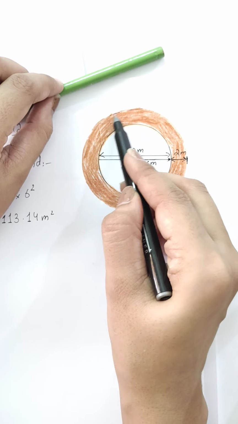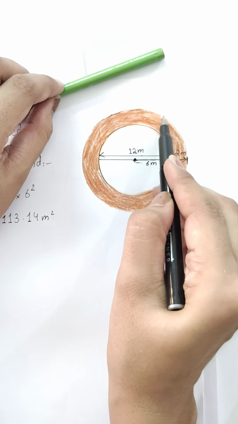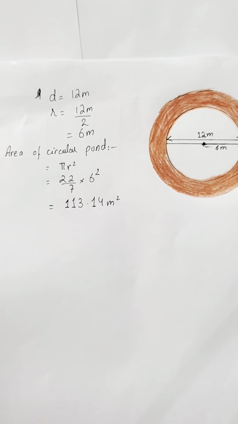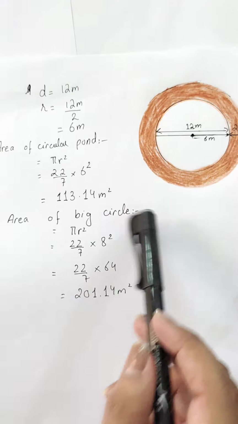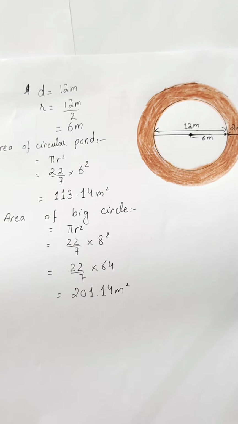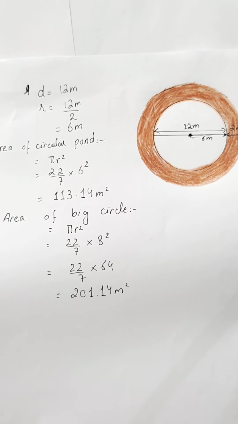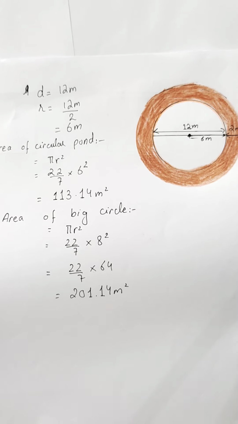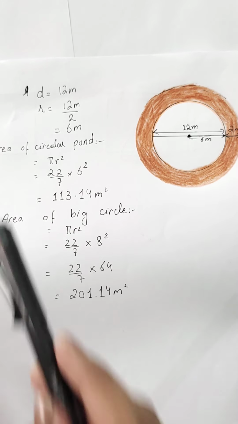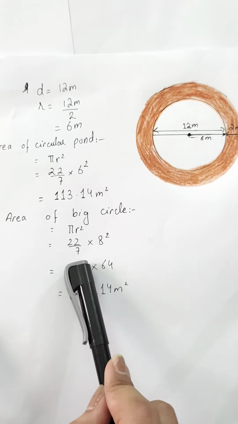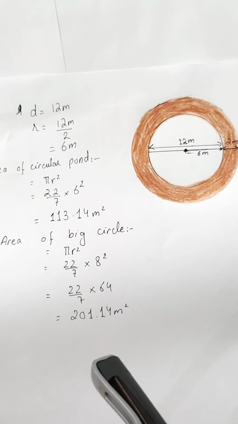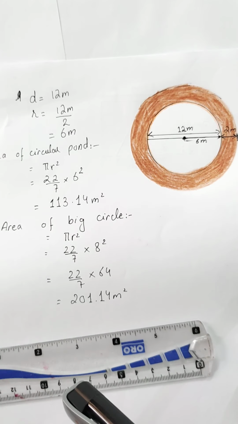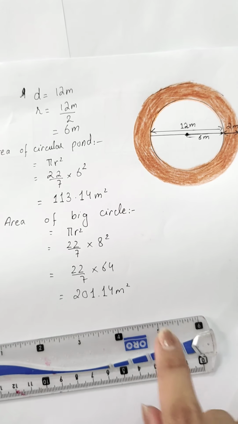So we will find out the area of the bigger circle. This is the big circle. Area of the big circle. We will use the same formula. Area of big circle is equal to pi r square, because the formula of a circle remains the same, either the circle is smaller or the bigger one. So area of the big circle is pi r square. The value of pi is 22 by 7, and the radius is 8 meter.